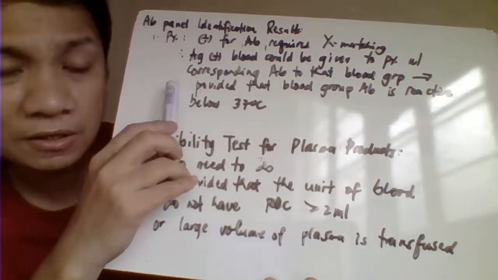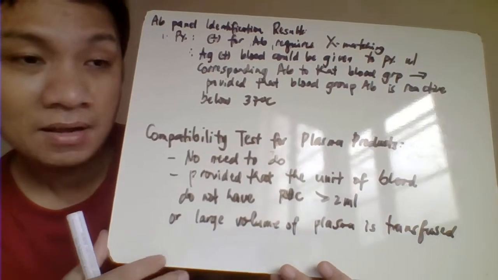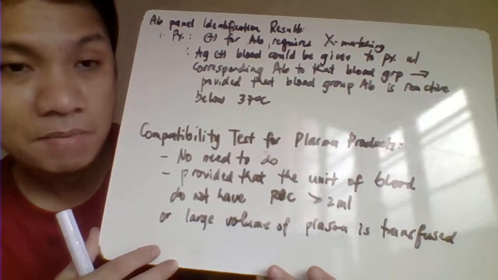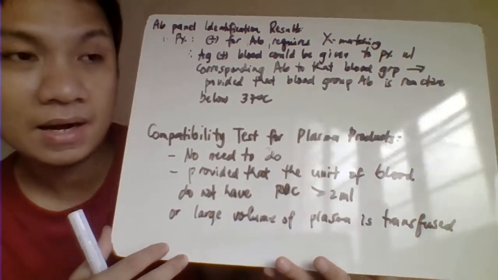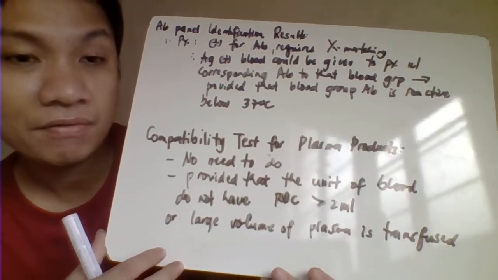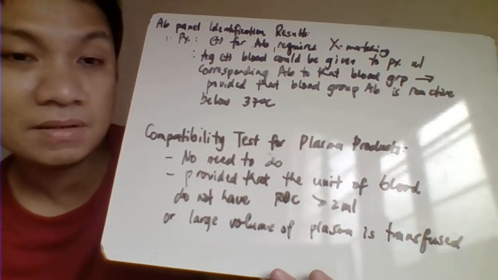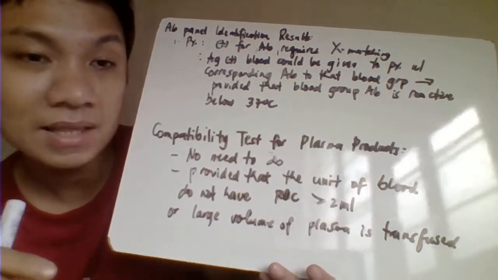Pero may rule dito na kahit daw na positive sa antibody ang ating recipient, pwede mo siyang bigyan ng antigen positive directed sa kanyang antibody na positive siya, provided that the antibody is not IgG antibody.